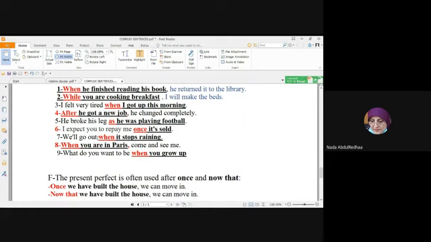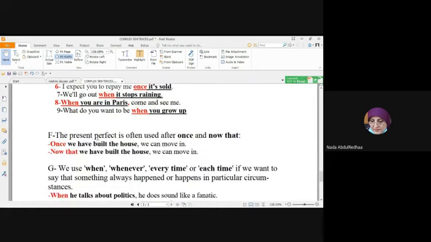The next note that I want you to know: the present perfect is often used after once. For example, once we have built the house, we can move it. Of course, there is the sense of futurity in the whole of the sentence. The time we finish the building of our house, we can move in. Okay, so it means that we didn't finish the building of our house, and so we cannot move in it.